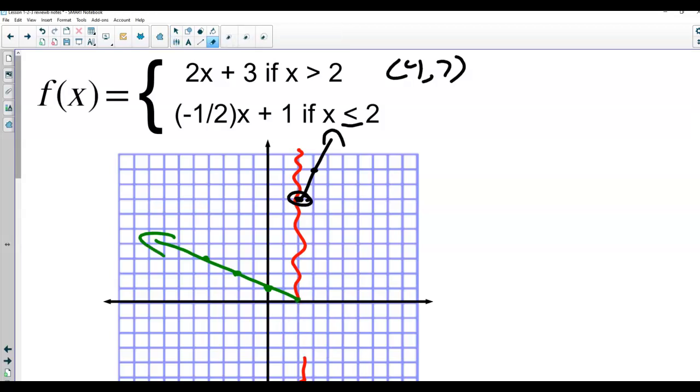Now, if you wanted to, the other way to go about it is you can plug the point in, 2 for x. Negative 1/2 times 2 is negative 1. Negative 1 plus 1 is 0. And there's my starting point. And I go up 1, left 2, up 1, left 2. Because that line has to go to the left. The answer is your graph.